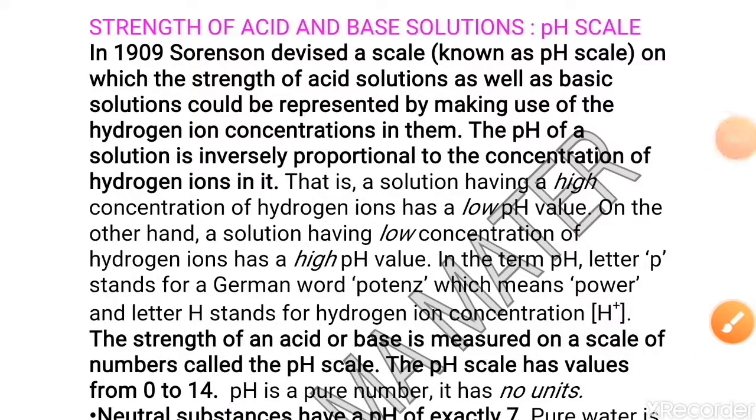Hello students, today we are going to study the strength of acidic and basic solutions. We will study the pH scale. Earlier we studied various indicators, some natural and a few artificial, with the help of which we can find out about the presence of an acid or a base. But there is a limitation.